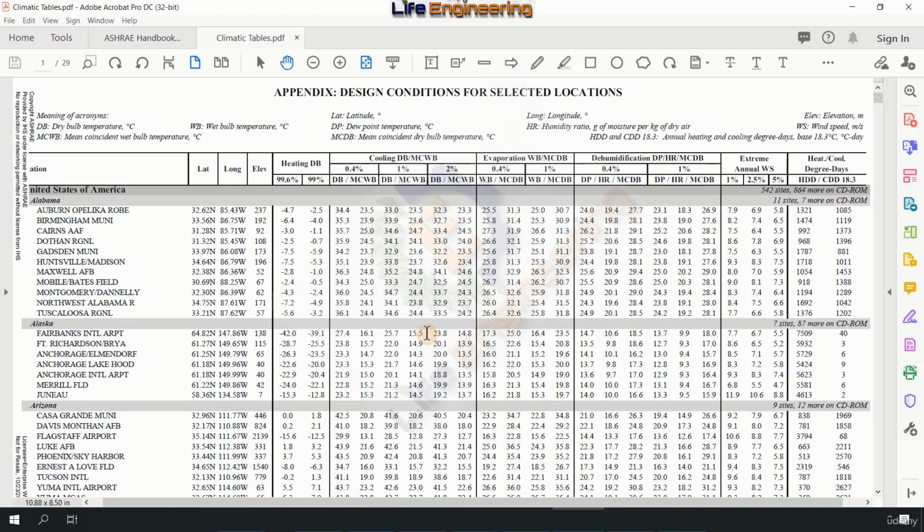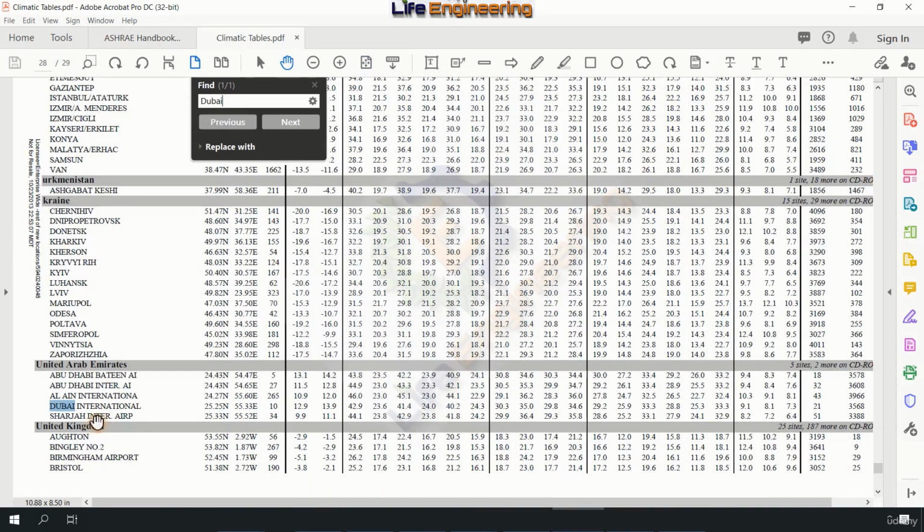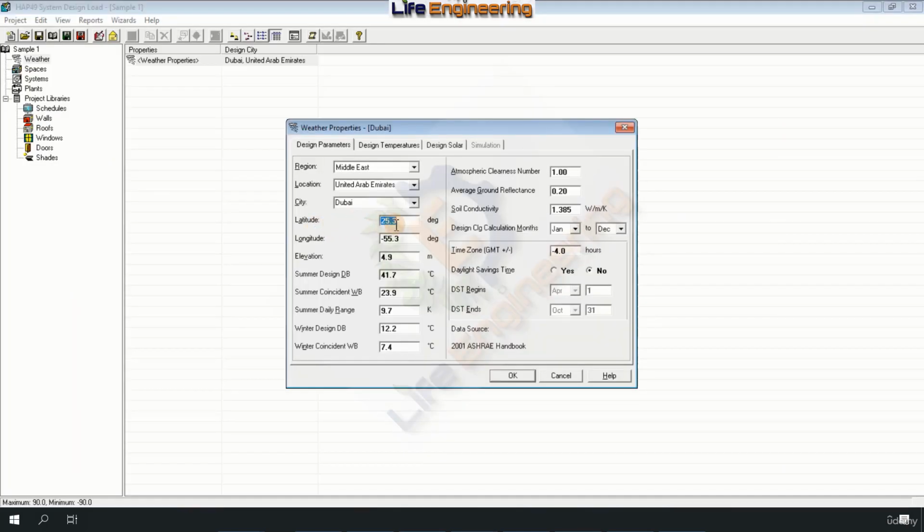If we look for Dubai, okay, so this is Dubai, 25.25 north means positive. Let's see the HAB. Latitude is 25.3 in positive. The ASHRAE shows 25.25, but the HAB doesn't accept two digits, meaning that both versions are similar. Of course, this location has not changed.